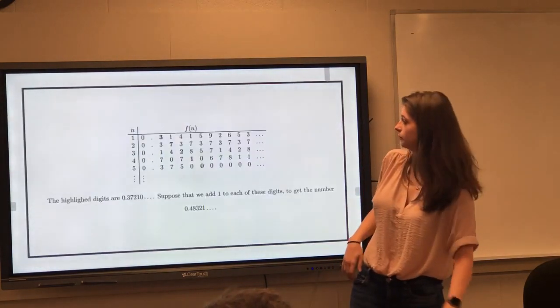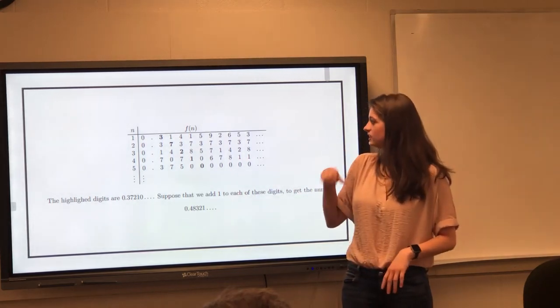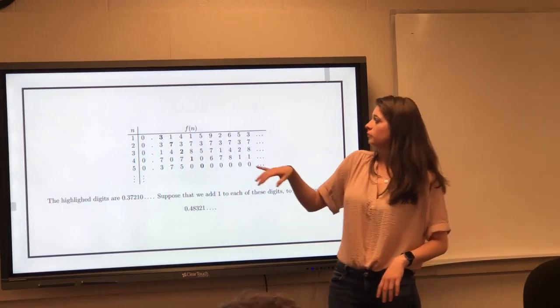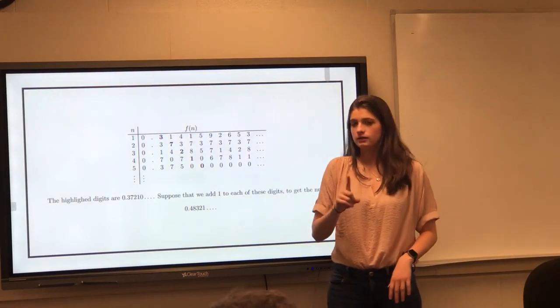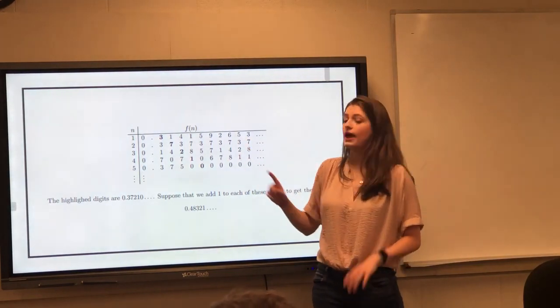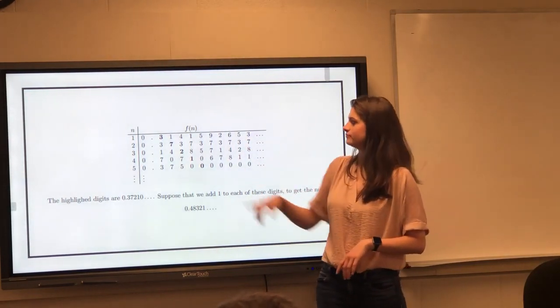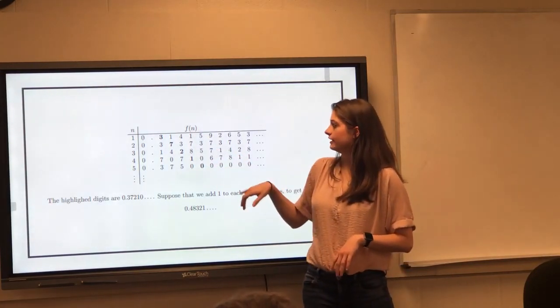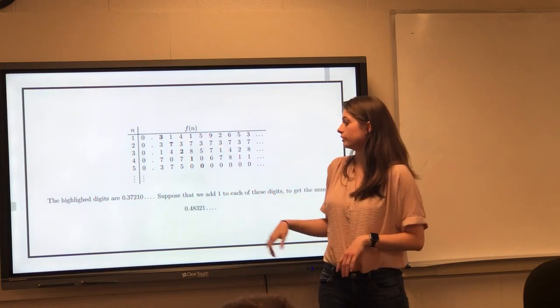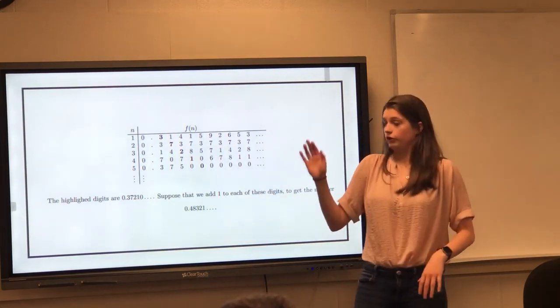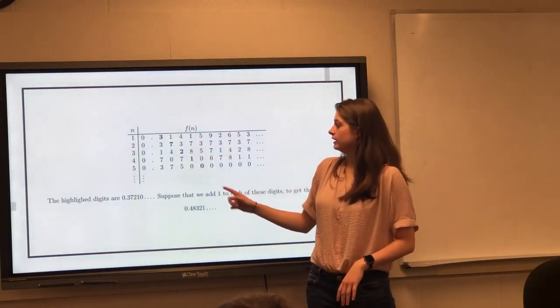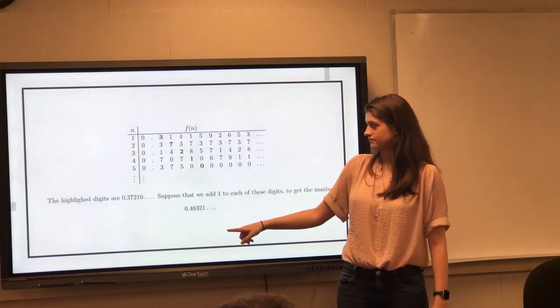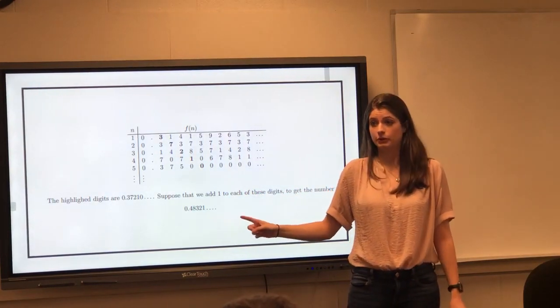Okay, thank you. Infinite decimal expansion this way. You take at least one number from each row, and at most one number from each column. And you go down in that manner. So the ones he has highlighted here, 0.37210, you can add 1 to those, and you get 0.48321, right? This is still obviously between 0 and 1.